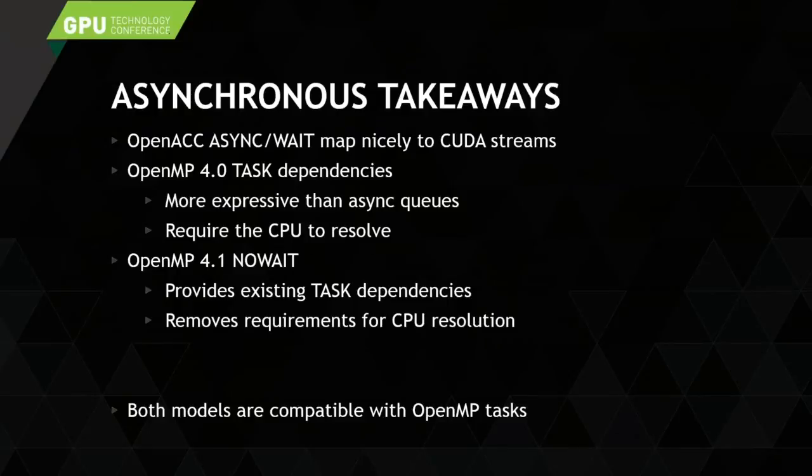You can read about this in the tech report that was released last year. It provides the richness of task dependencies, and you can interact with CPU tasks and GPU tasks can synchronize with each other, and it removes the requirement for the CPU to get involved. And I do want to point out that both of these models are compatible with OpenMP tasks. So if you have an OpenMP task in your code, you can mix a target region with your existing CPU tasks, or you can place OpenACC and OpenMP tasks as well and fully mix your dependency graphs. So we think that this is a nice solution.